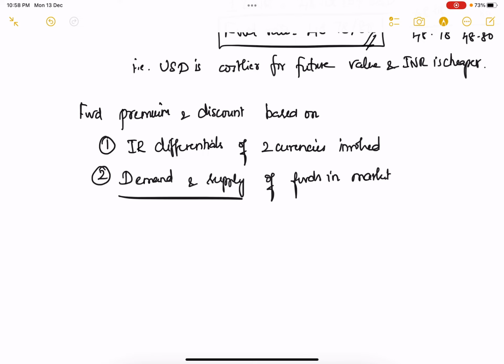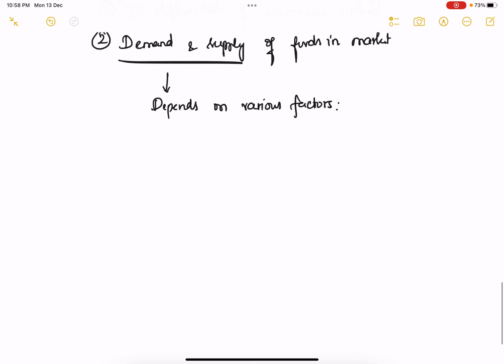So this demand and supply depends on various factors, and we have already discussed some of these factors previously while discussing exchange rate. The first factor is movement of capital in and out. Here in and out means if you are an Indian and you are involved with exchange of currencies with America, the movement of capital inside India and outside India, that is with America and inside India.